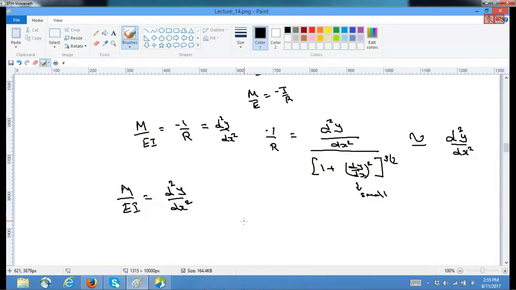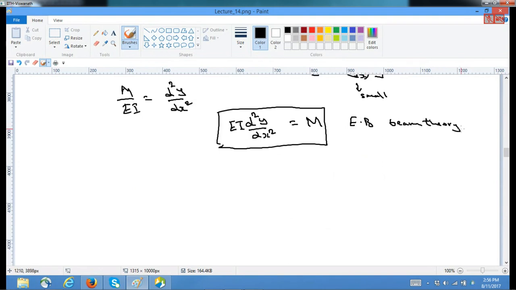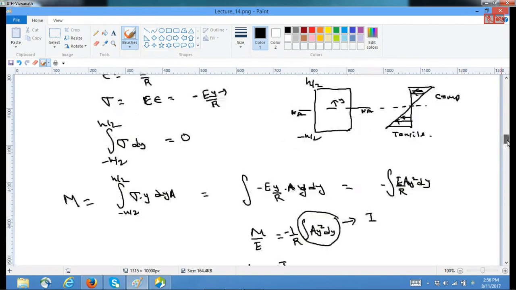because this is equal to d square y by dx2. Or one can show that EI d square y by dx2 is equal to M. So this is your governing differential equation coming from Euler-Bernoulli beam theory. Anyway, I didn't talk about the consequences of Euler-Bernoulli beam theory.